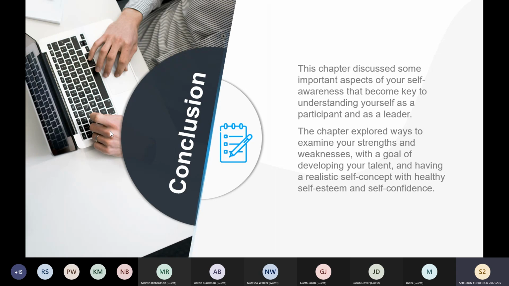Conclusion. So this chapter discussed some important aspects of our self-awareness that become key to understanding yourself as a participant and as a leader. The chapter explored ways to examine your strengths and weaknesses with a goal of developing your talent and having a realistic self-concept with healthy self-esteem and confidence.